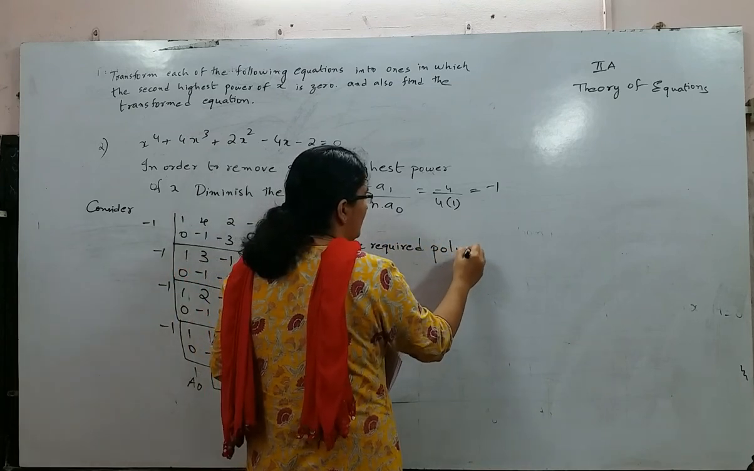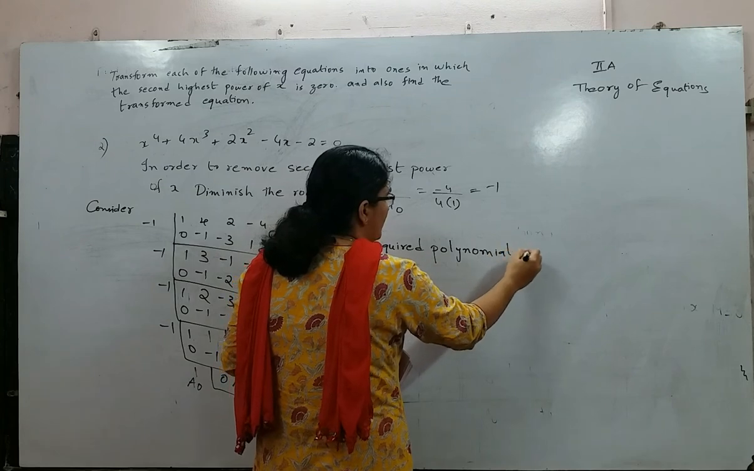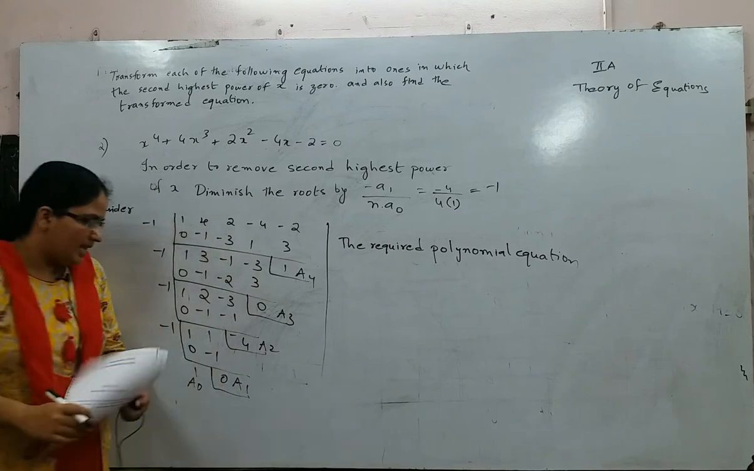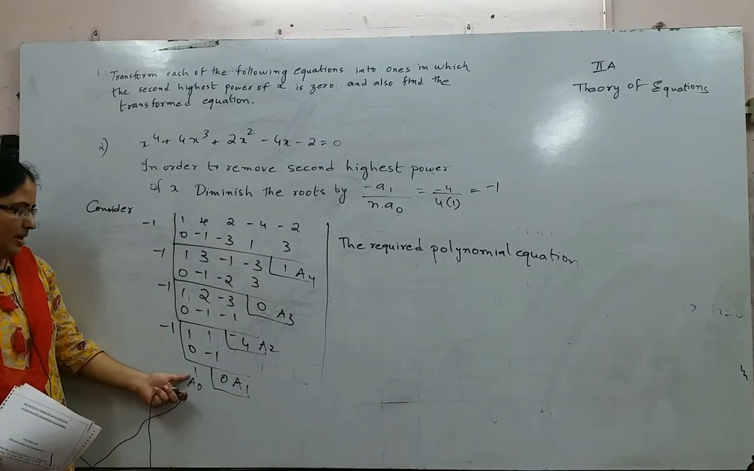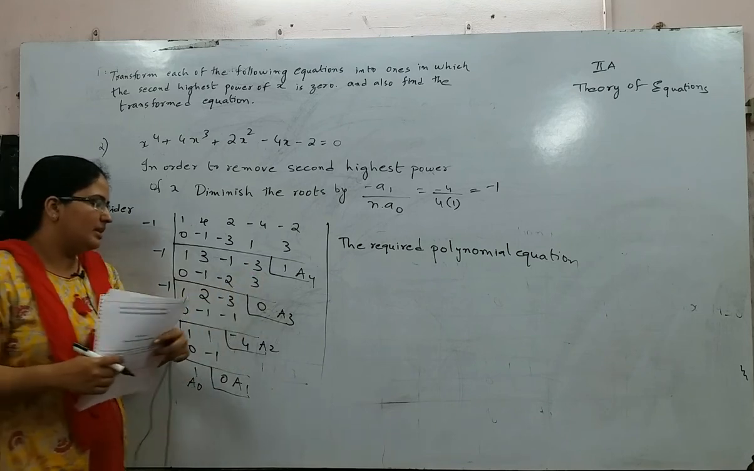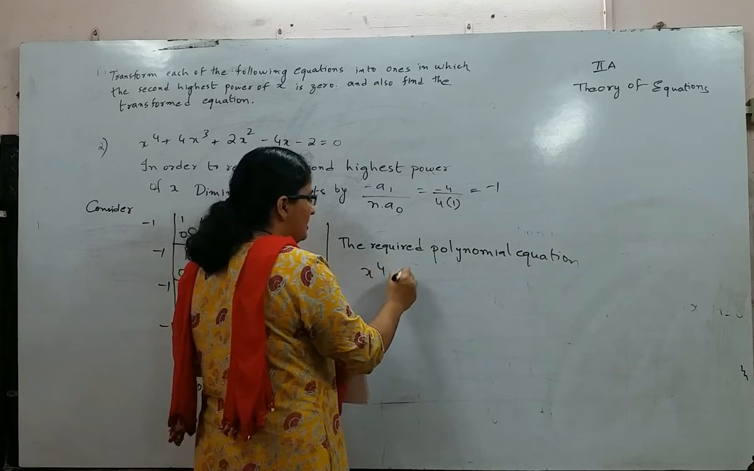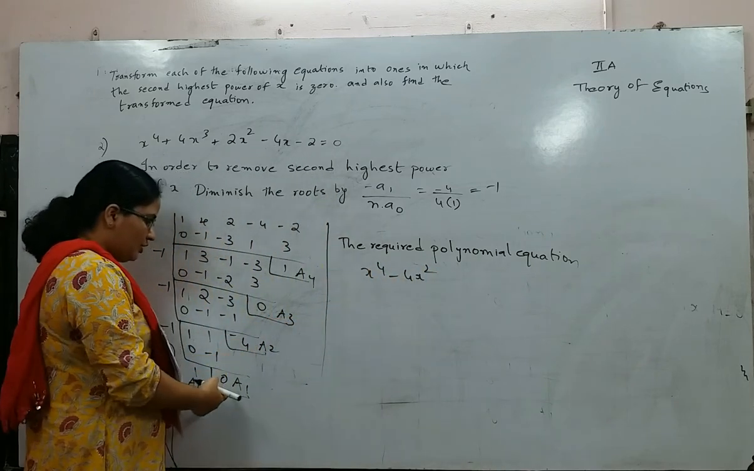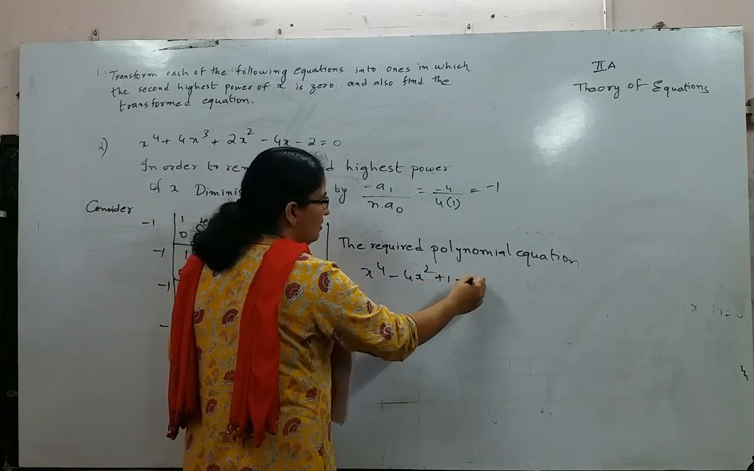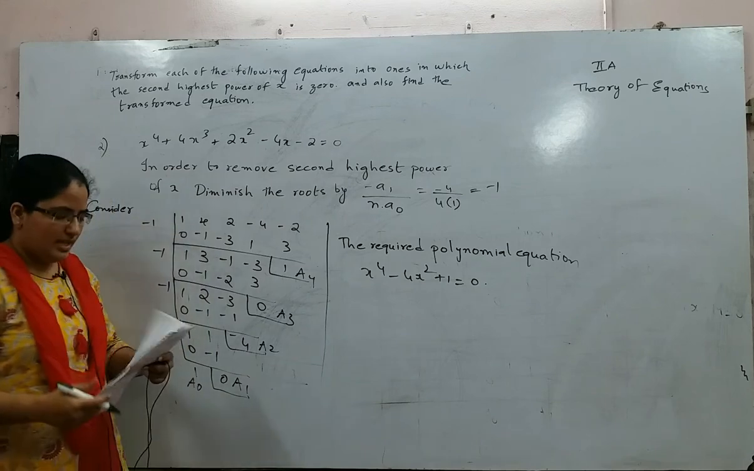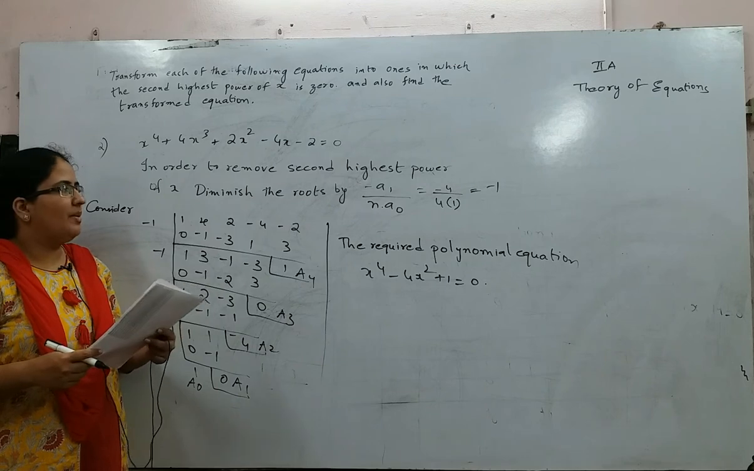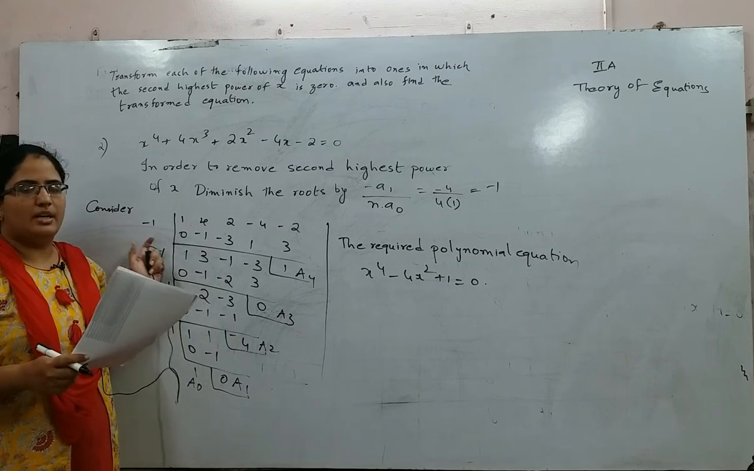So the required polynomial equation, the required equation will be what? You have to start with x power 4 here. X power 4 minus 4x square plus 1. X power 4 minus 4x square. X cube term is lost. X term is lost. Plus 1 is equal to 0. This is the required polynomial equation. That's about this problem. I shall give you one problem for homework of the similar kind. You try it out.